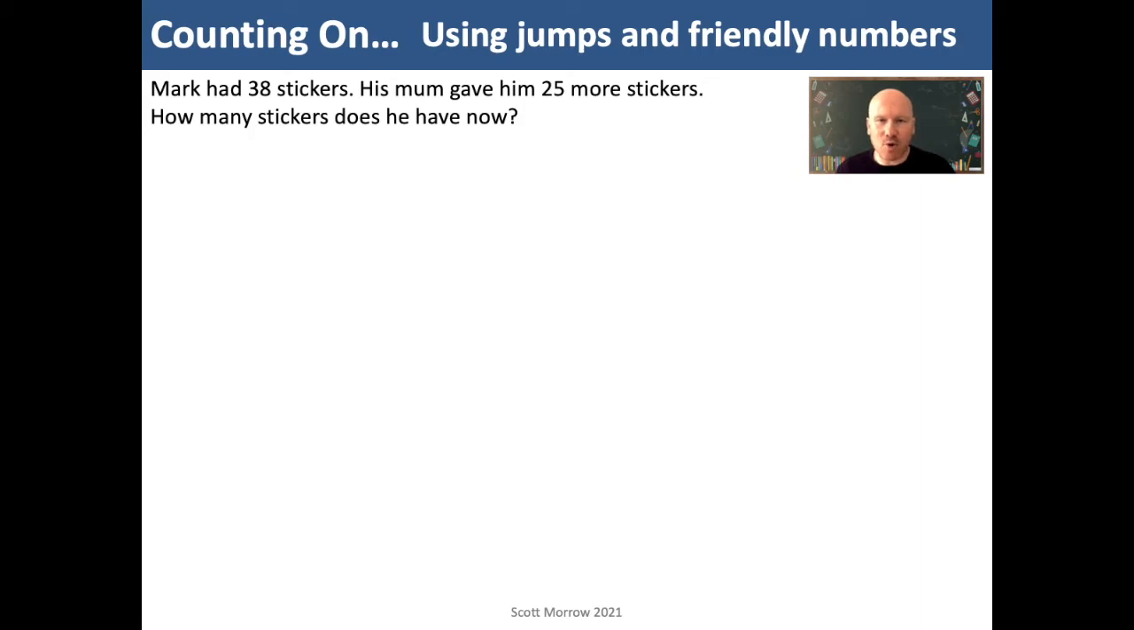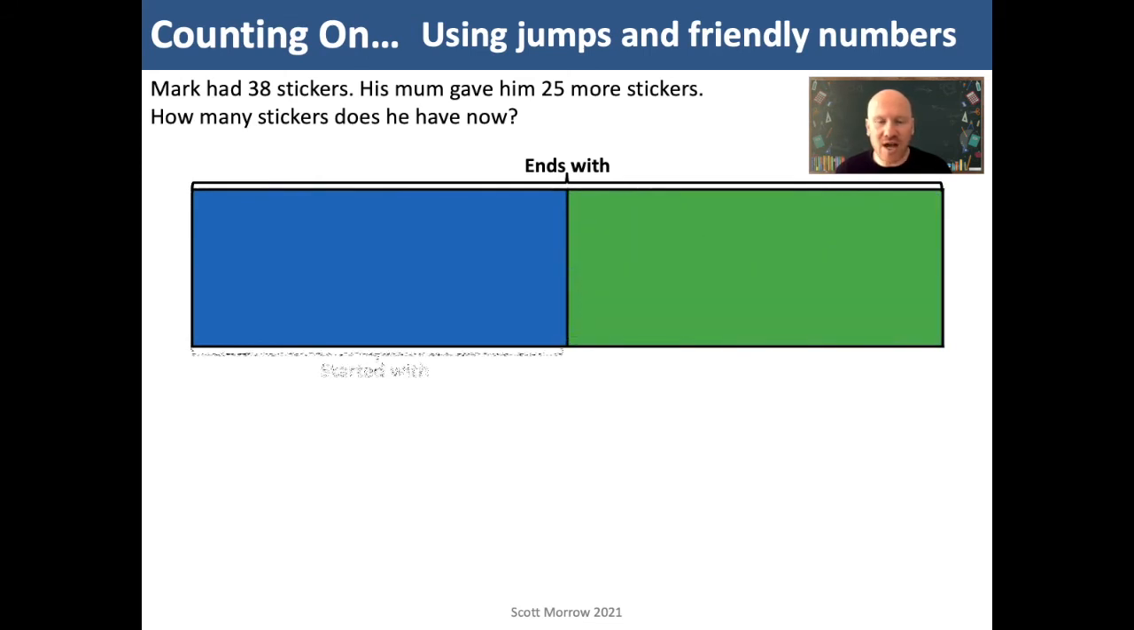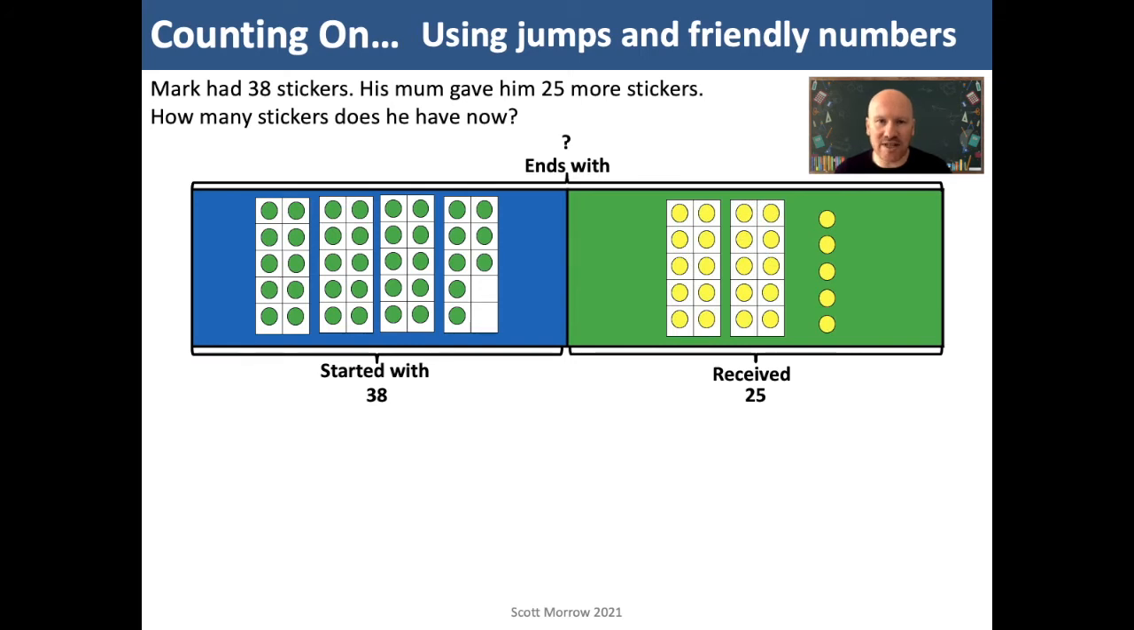Let's analyse this problem using a bar again. On this occasion, the whole amount is the number of stickers he ends up with, and there are 2 parts: the number of stickers he started with and the number that he received. When we put in the known values, we can see that we've got a whole unknown problem once again. Let's use those tens frames and counters again to make the numbers, and again we'll record our steps on a number line. I'm going to start at 38 and count on the 25 because I think that's less work than doing it the other way around.